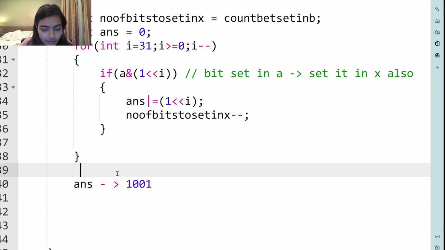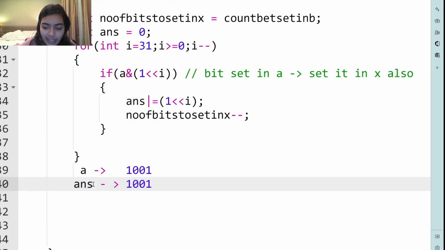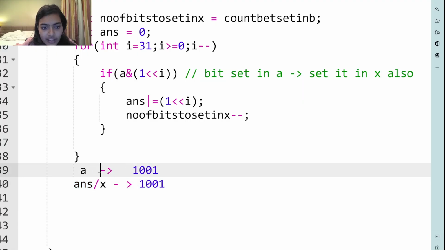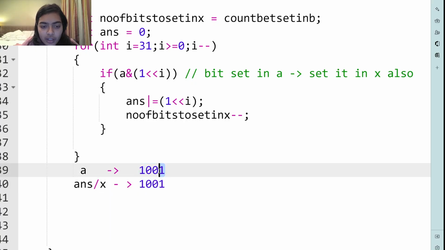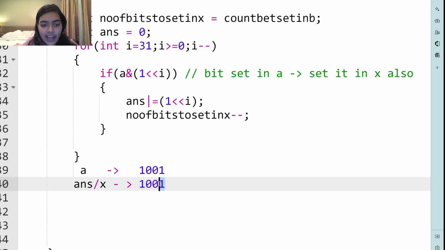This will become the same as a. So a was 1001, and our answer is nothing but x. That will also become equal to 1001. So wherever I have the bit set in a, that bit I have set in x also.